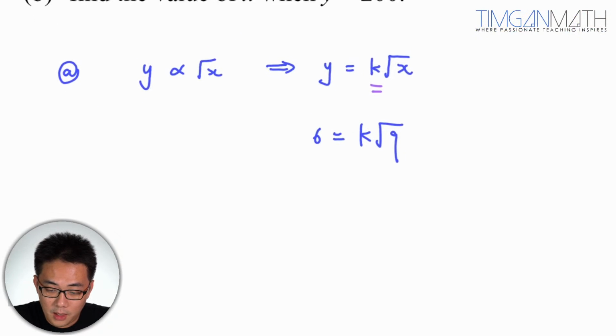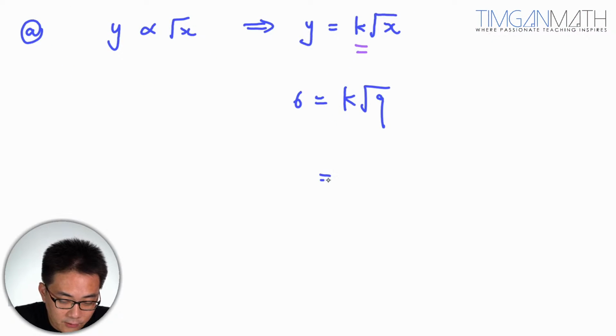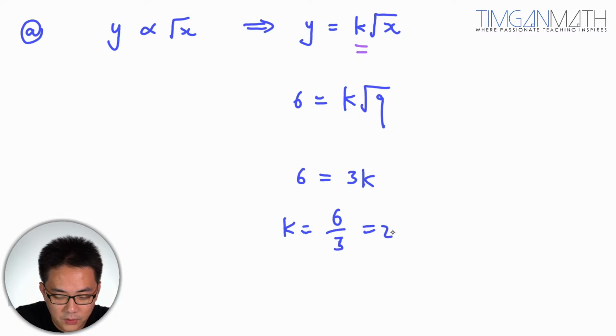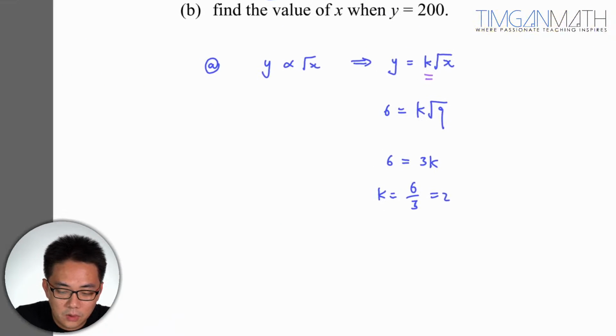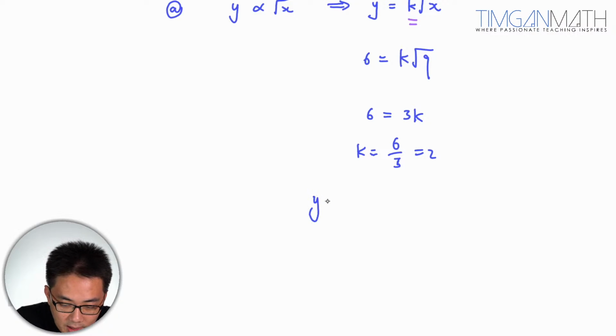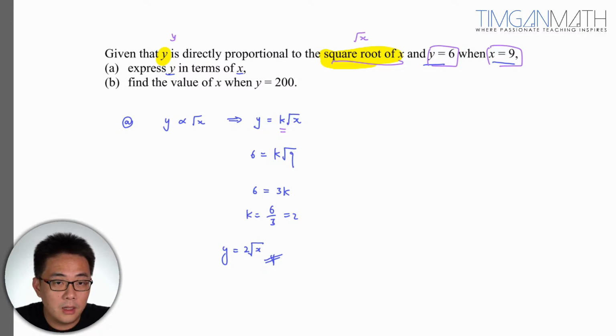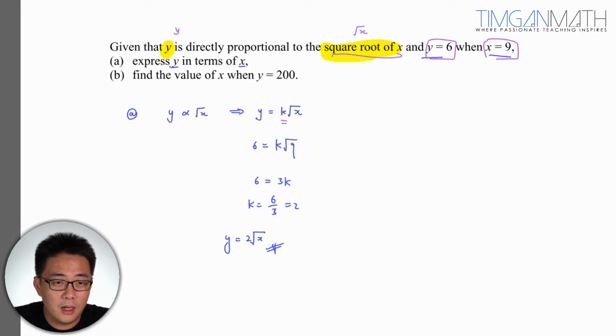Then root 9 is actually 3, so this is 3k, and this is 6. So k is equal to 6 divided by 3, which is 2. So y in terms of x will be y equals 2 root x, like that. So this is y equals 2 root x. Okay, so that's how you do this first part here, A. I think it's pretty okay.